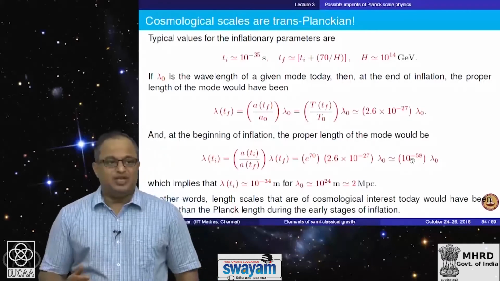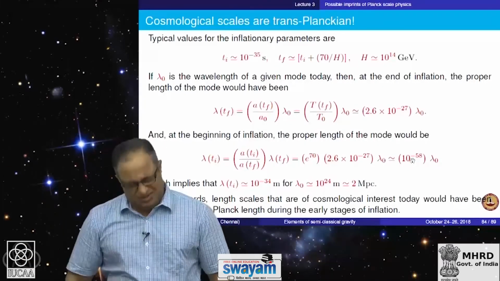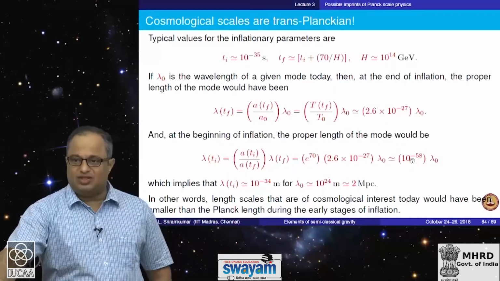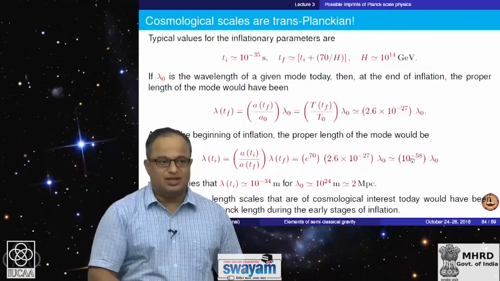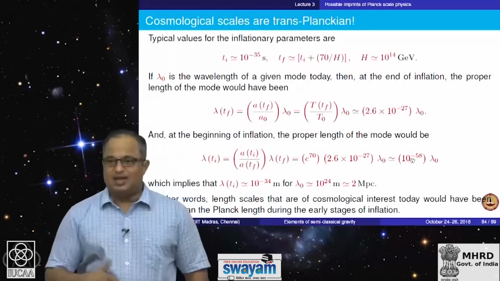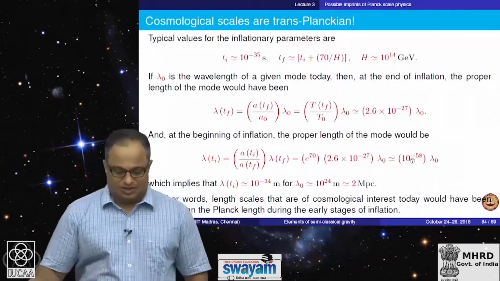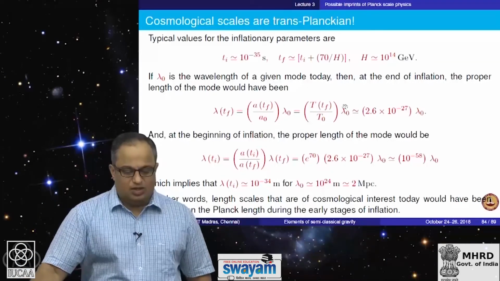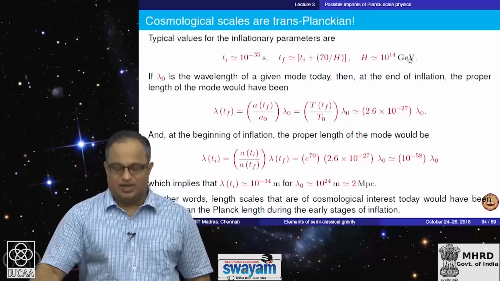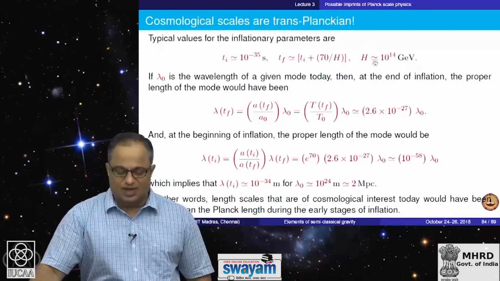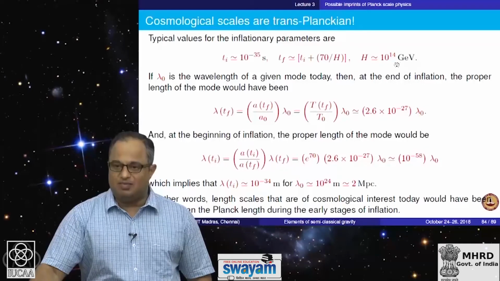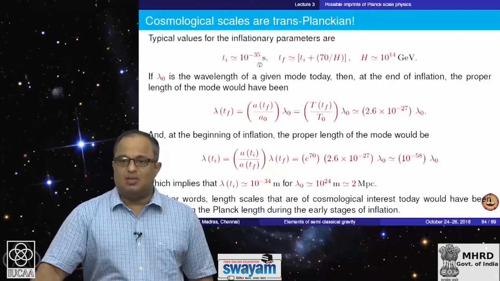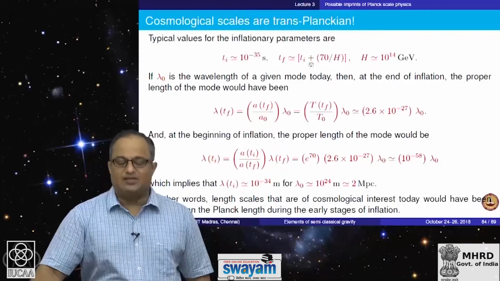I have repeatedly mentioned how, as you trace back the modes, some wavelengths today, to the early stages of inflation, they can become sub-Planckian in length scales, and this slide illustrates this, gives you the numbers for that. So we are assuming some typical values for the inflationary parameters. I am assuming de Sitter inflation corresponding to H of about 10 power 14 GeV. Inflation is supposed to have occurred at about 10 power minus 35 seconds and there are 70 e-folds of inflation.